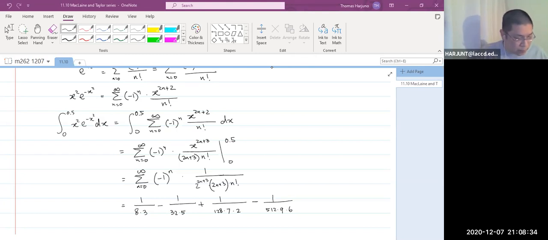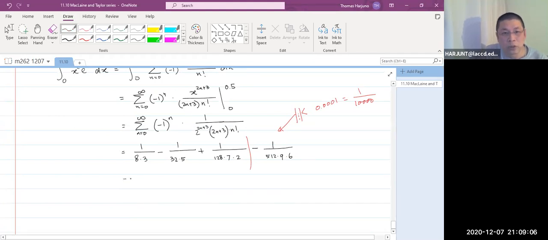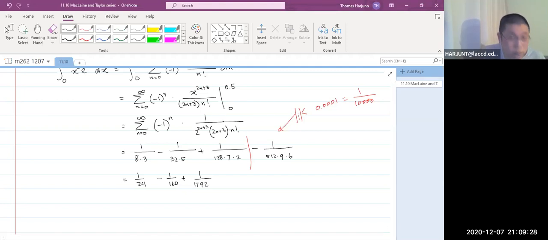Let me see. 512 times 9 times 6. This guy, the last term here, is already less than 0.0001, which is 1 over 10,000. The magnitude is already less than that. So I would just add up to 3 terms. Okay, so that's 1 over 24 minus 1 over 160 plus 1 over 1792. We get 0.03597.